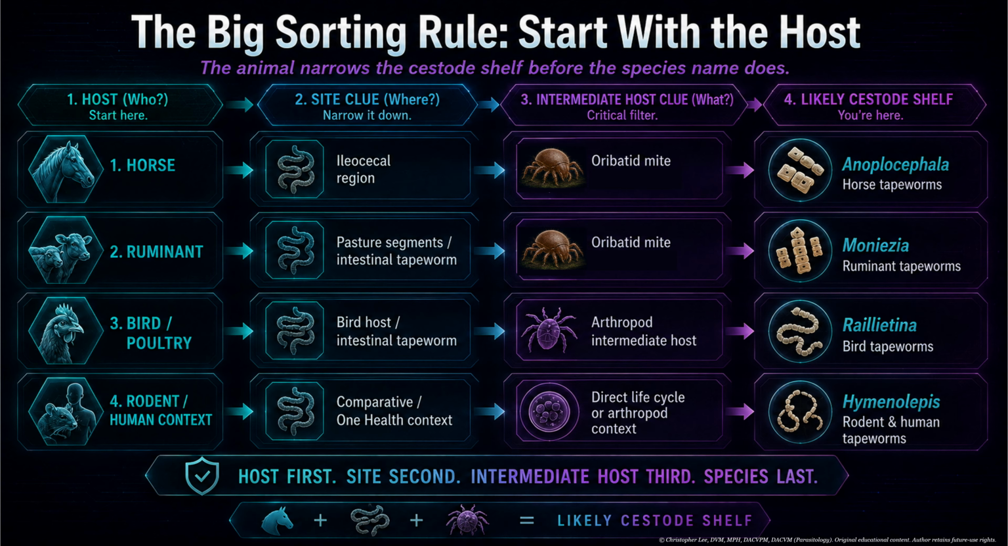However, with Taenia, the sorting question changes. The animal in front of us may instead be an intermediate host carrying a larval cestode in its tissues. That's why the anatomic site is so important. The larvae are not confined to the intestines.